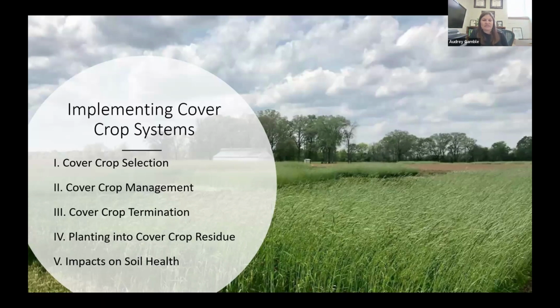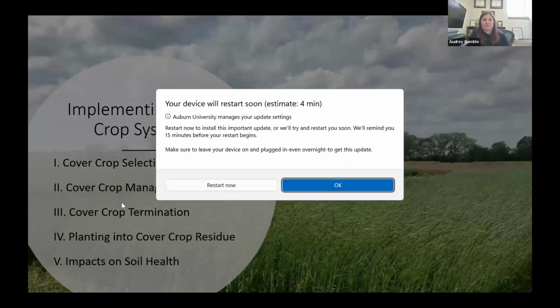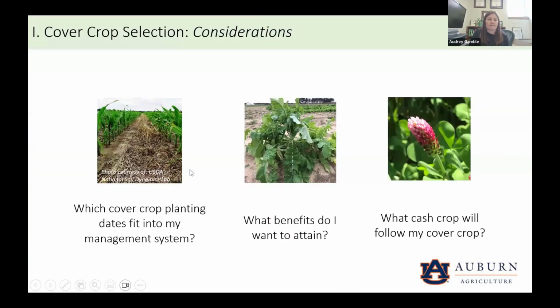And considerations that can be made in order to get the most benefit out of your cover crop and overcome some of those challenges. So we're going to start with cover crop selection, then move into cover crop management and cover crop termination, then planting into cover crop residue, and the impacts on soil health.